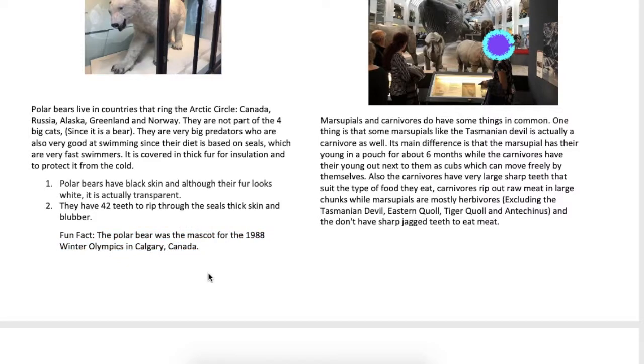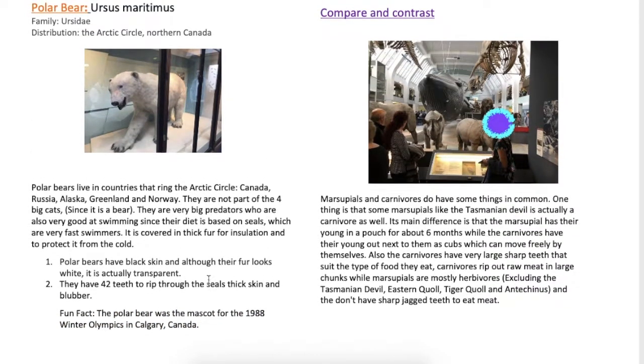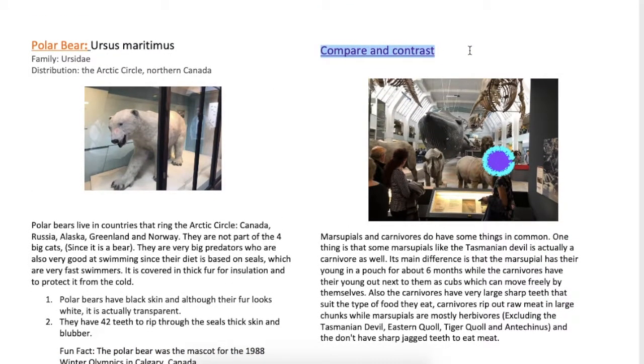It was also interesting to compare and contrast these two groups. I thought it would be interesting to show some similarities as well as differences between them. I also talked about things that were prominent in these two groups. For example, carnivores had very large sharp teeth that suited the type of food that they ate.